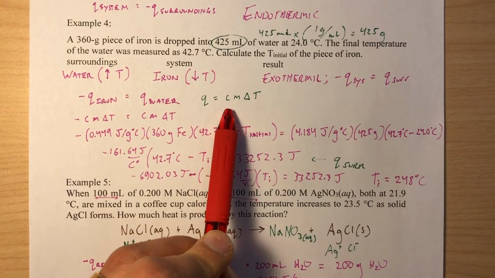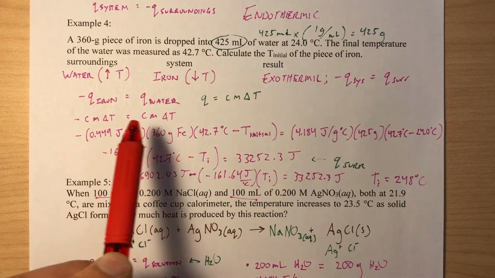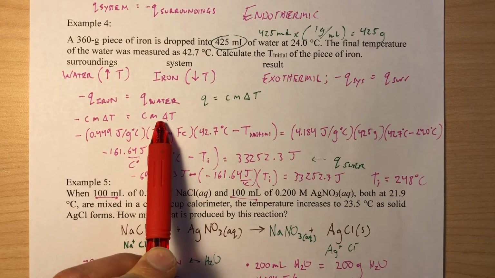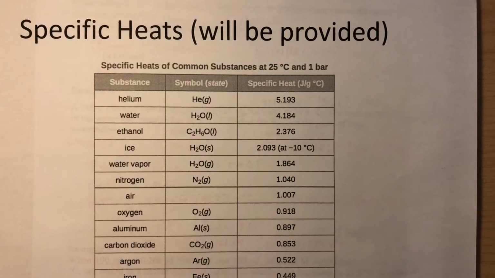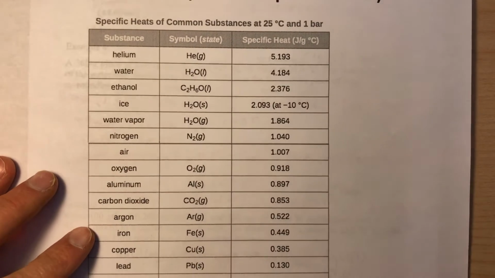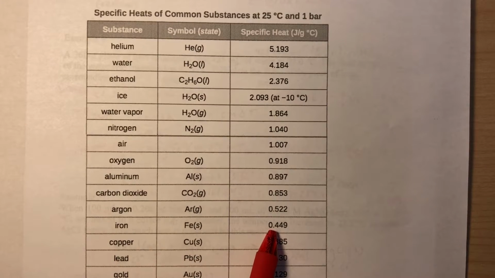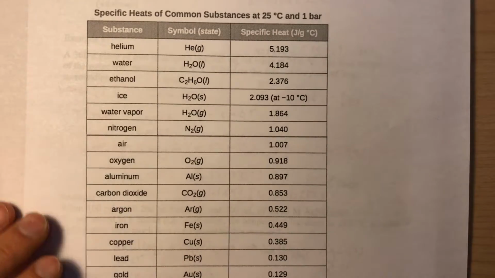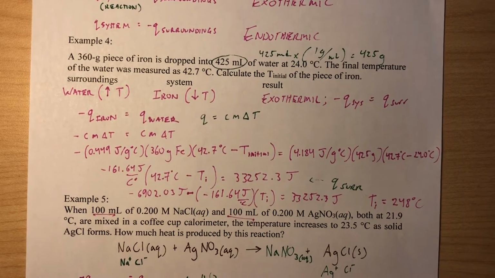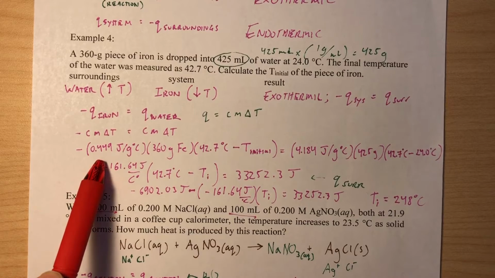And from earlier, Q is equal to the specific heat times mass times change in temperature. So we have negative Cm delta T for iron is equal to Q of water, which is Cm delta T for water. We can look up the specific heat of iron in a provided table, where we have iron, solid, has a specific heat of 0.449 joules per gram Celsius. So we can take that value and plug it in for our specific heat of iron, which is 0.449.